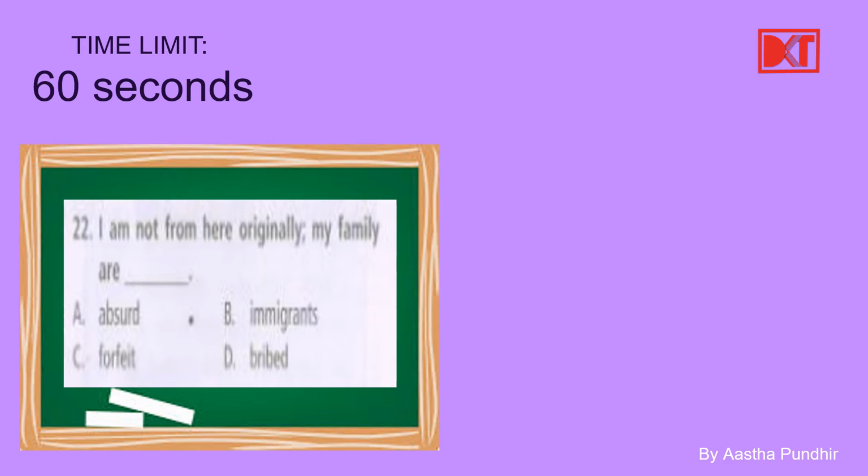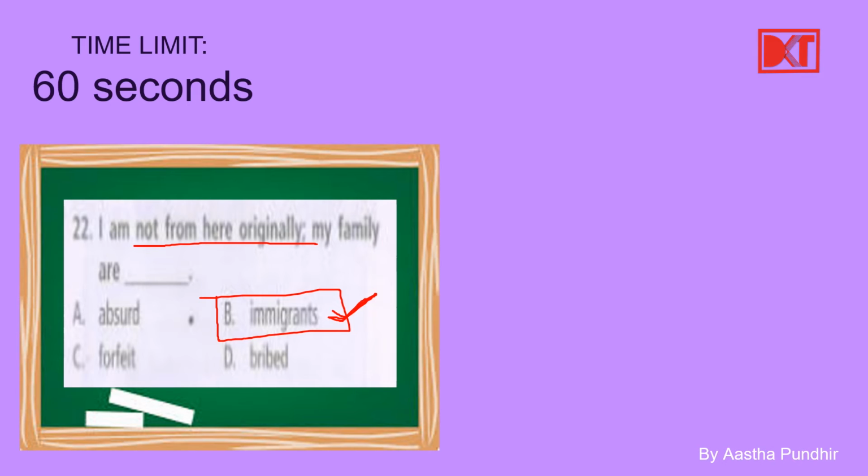Okay, here. I am not from here originally. My family are: A. Absurd, B. Immigrant, C. Forfeit, D. Bribed. Okay. Here the correct answer is B. Immigrants. My family are immigrants. Like this is the question of one word substitution. Immigrants refers to people who have come from somewhere else, come from abroad, and they settle somewhere else. Alright. That's why this person is saying that I'm not from here originally.